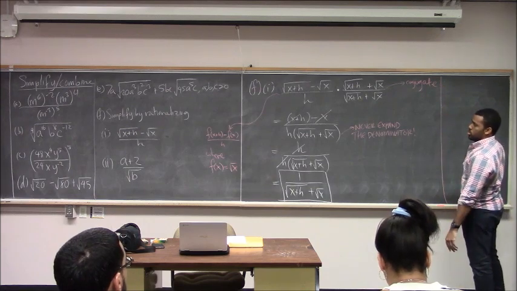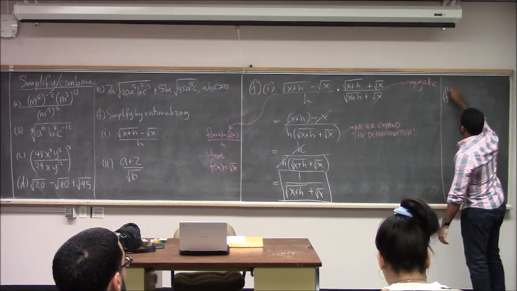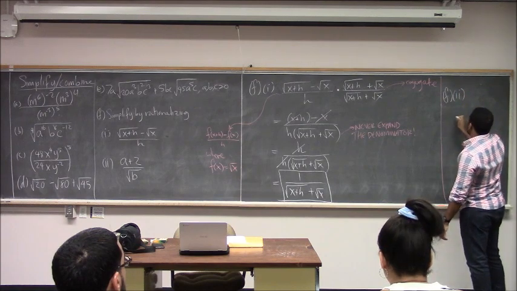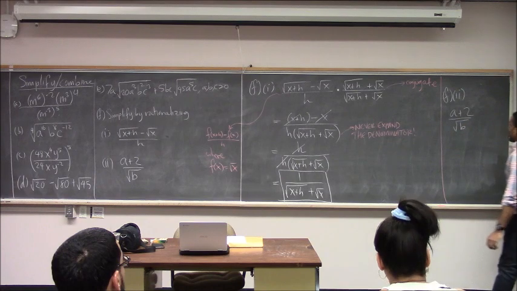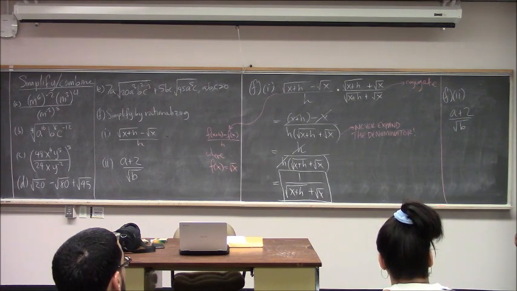How would you, well, F2 seems to be an easier version, but how would you simplify that if you want to rationalize the denominator?